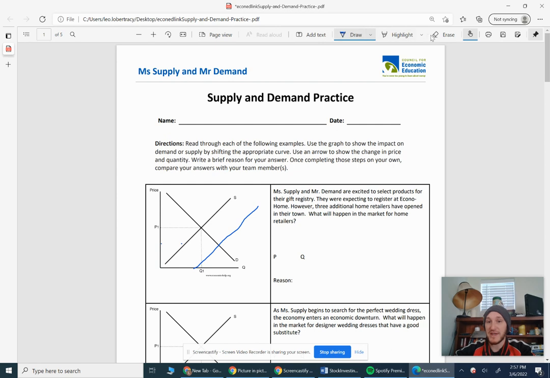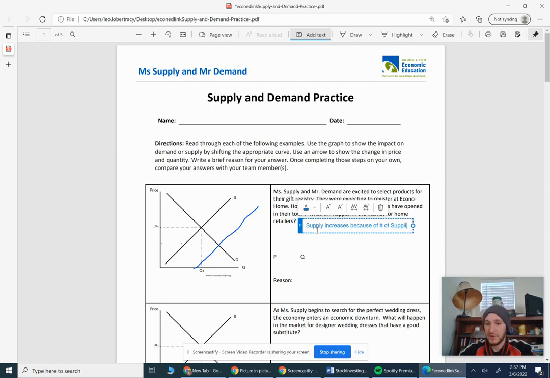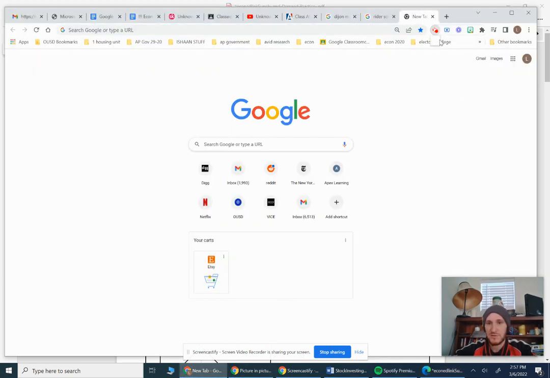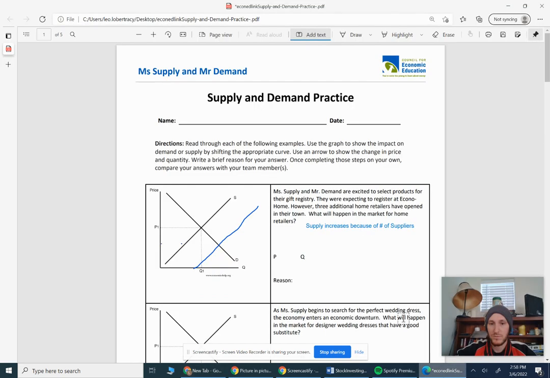Okay, a couple things you're going to need to add because you're not done. You're definitely not done. You need to add which way supply goes. So supply increases because, I'm so tired, because of, what does it increase because of? Number of suppliers in the marketplace. Let's see how much more time I have left. And then you're going to need to relabel this. So this is supply 2.